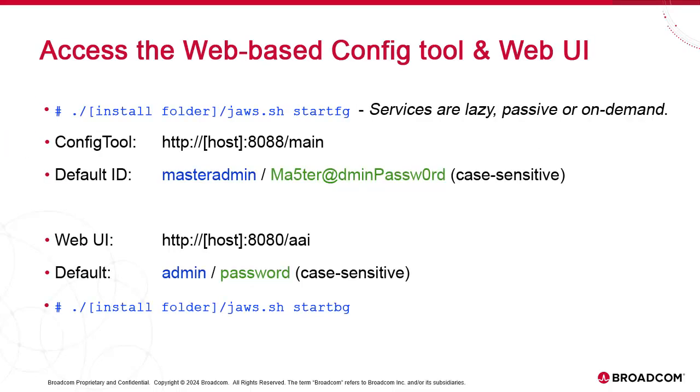The definitive proof that AAI is working is you're able to log into the web UI. The procedure is as follows. First, navigate to the root of the install folder and run the jaws.sh executable with the startfg or foreground option. This will take a few minutes. Wait until you see the string services are lazy, passive, or on demand. Start the config tool. Then in the browser, enter the URL hostname on port 8080 and the AAI web app.